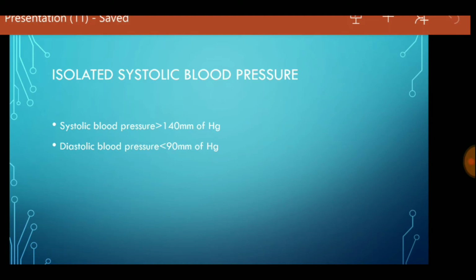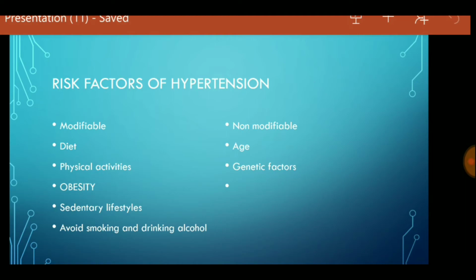Okay, moving on to the next. What are the risk factors of hypertension? There are two types of risk factors, mainly modifiable and non-modifiable. Let's discuss the non-modifiable, the age and genetic factor. We can't change it anymore, because once we reach an age, we can't change it. And genetic factors are obtained from our parents through their genotypes, we can't change it.